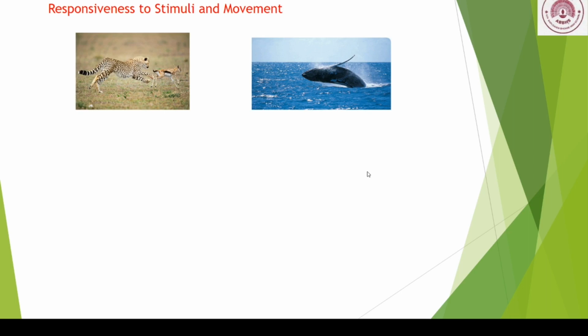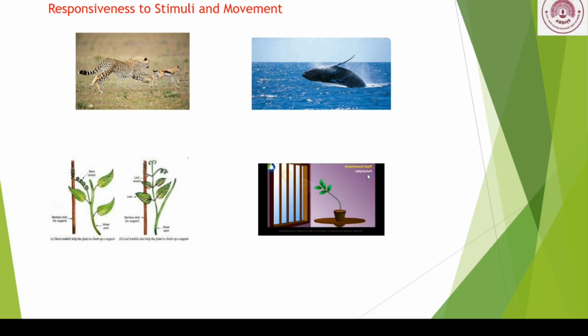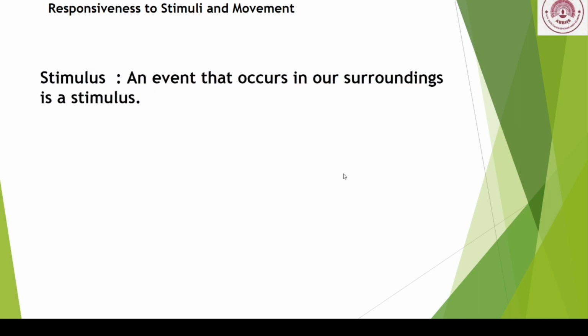Plants also show movement. A creeper growing towards a support, and a potted plant placed near a window growing towards sunlight are all examples of movement in plants. Living things move on their own accord, whereas a non-living thing is incapable of movement. For example, a chair cannot move on its own. Responsiveness to stimuli. Now, what is a stimulus? A stimulus is an event that occurs in our surroundings, or a stimulus is any action that makes an organism react.